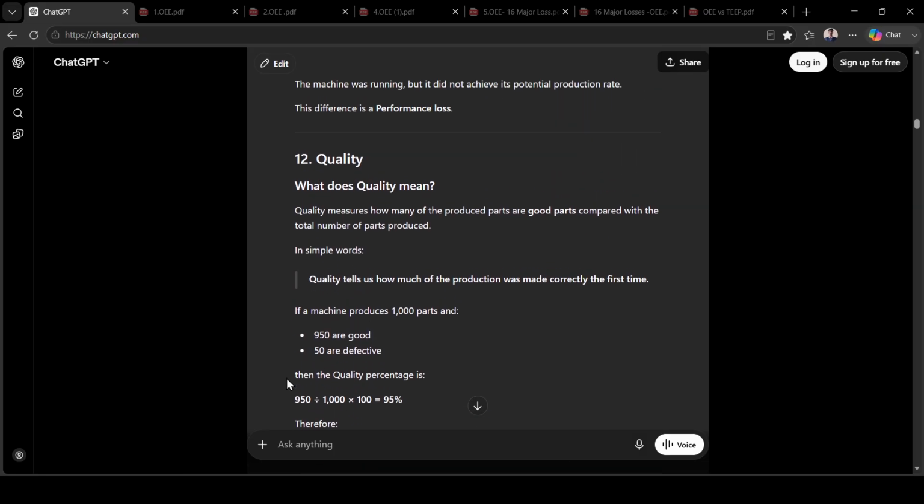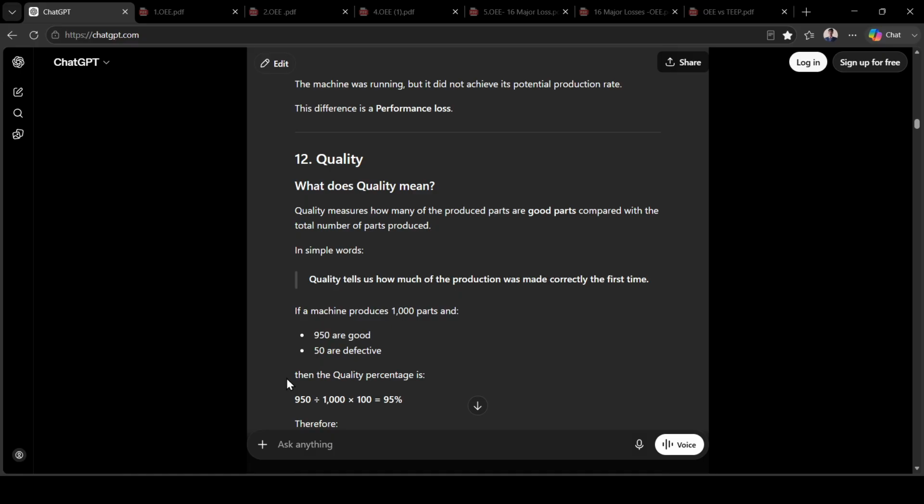And the last factor is quality. So what does quality mean? Quality measures how much of the produced parts are good parts compared with the total number of parts produced. In simple words, quality tells us how much of the production was made correctly the first time.